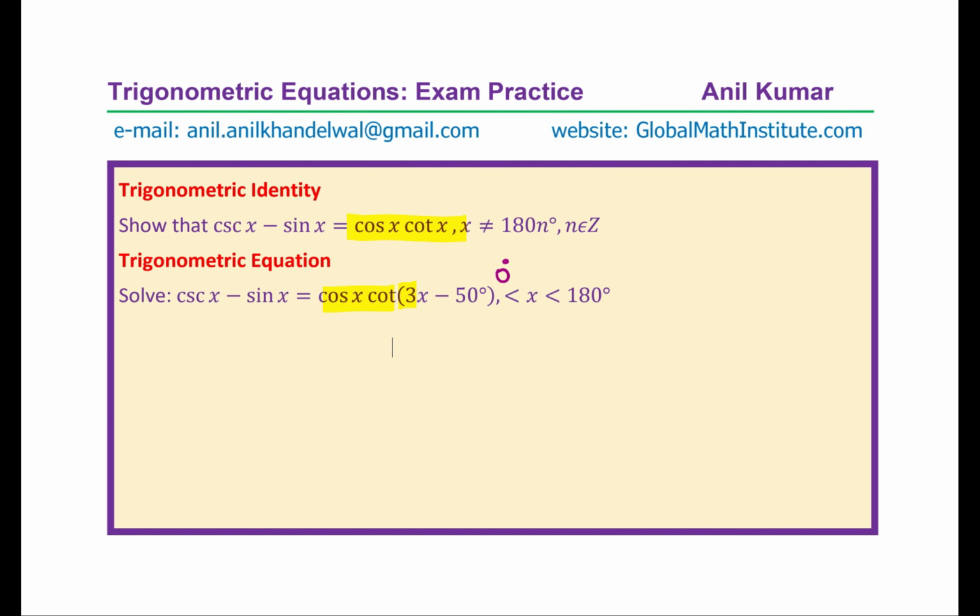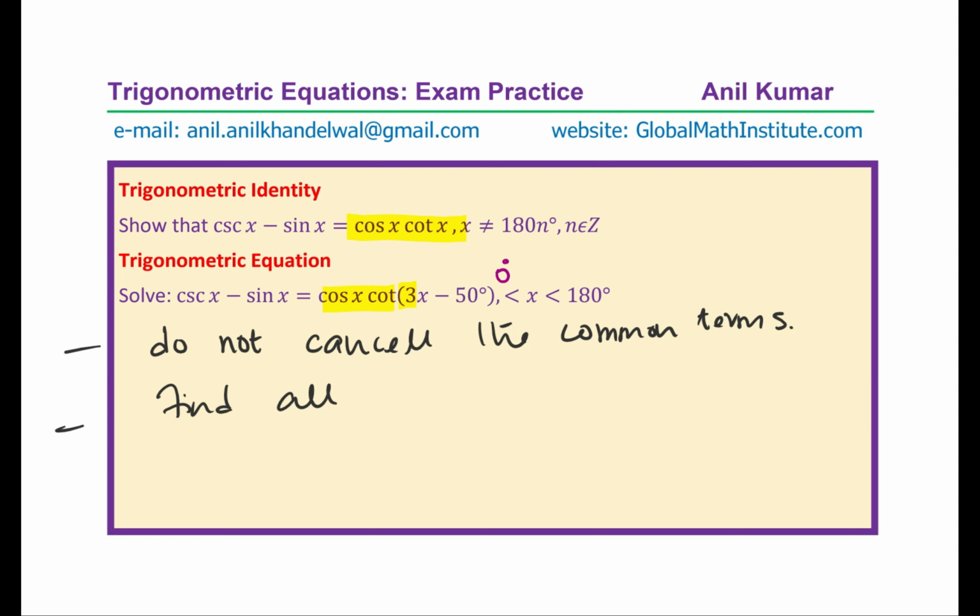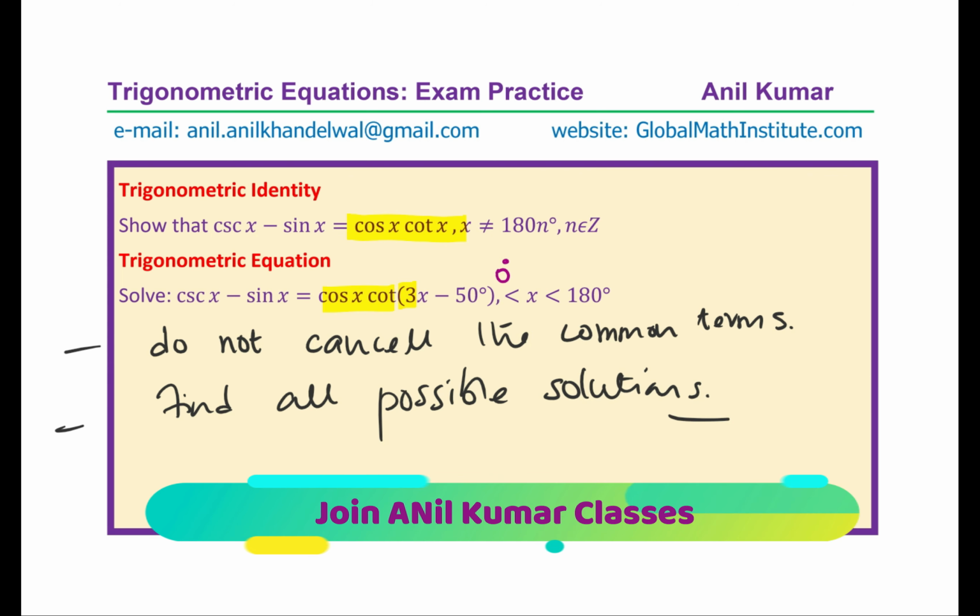Perfect. So remember one thing: do not cancel the common terms. For example, if you cancel cos x and cos x, you lose your solutions, right? And the second thing is find all possible solutions. Otherwise, you're going to lose marks, right? So I hope that makes sense.